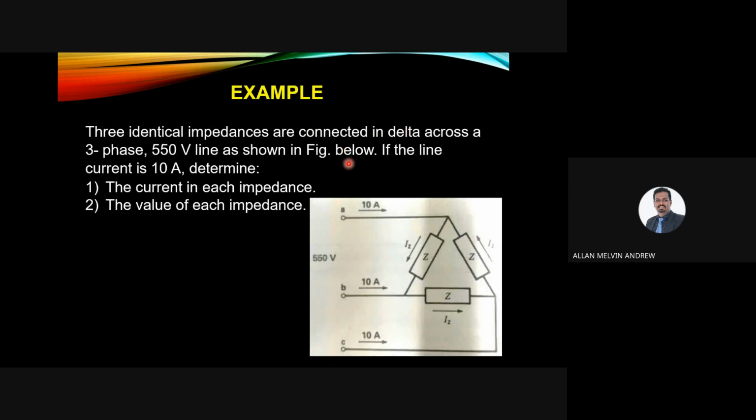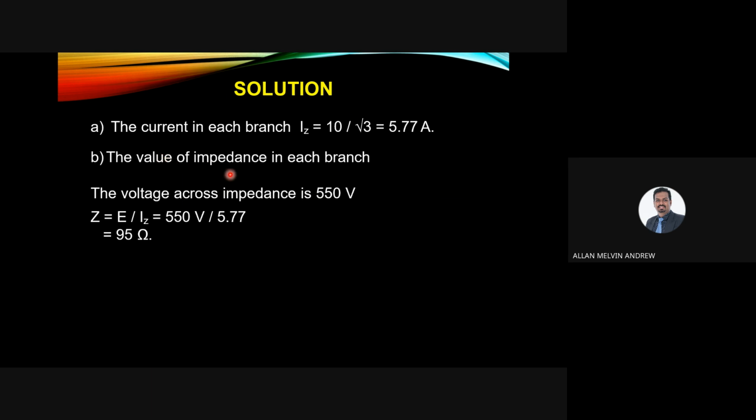The second question is the value of each impedance in each branch. The voltage across the impedance is 550. So Z equals E over IZ, which is the formula V equals IR. So E is 550 divided by 5.77, and you get Z, the value is 95.